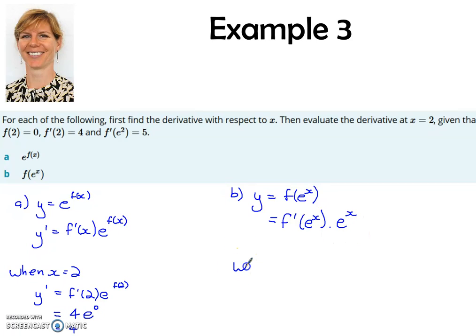Okay, doing the same thing when x equals 2. We know that the derivative, oops, that should be y prime, the derivative is there, e to the power of 2 times e to the power of 2. And we've been told up here that the derivative at e squared is 5. So this part's going to be 5 times e squared. And that gives you your value of the gradient at x equals 2 for this function here.